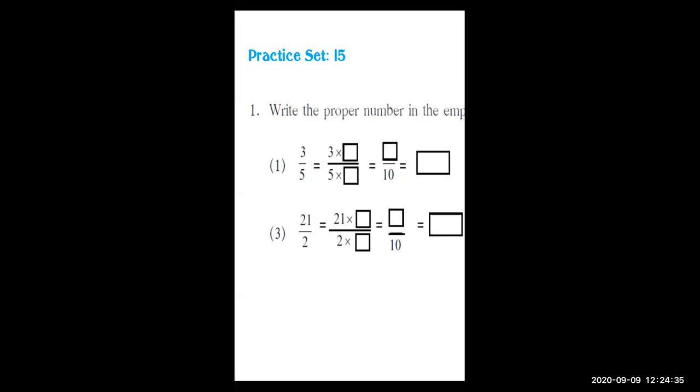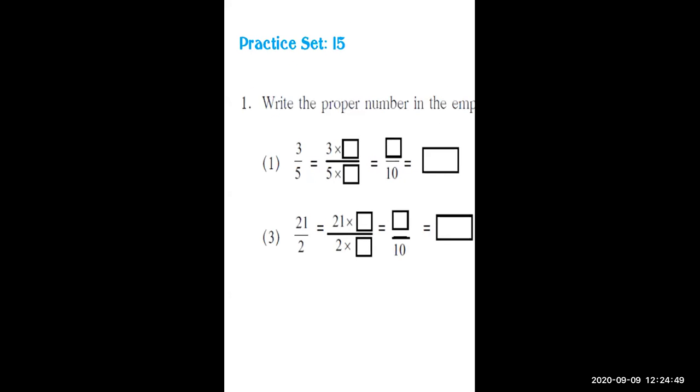For 3 which number and for 5 which number? Whatever number we are multiplying up, the same number should be multiplied by down. Very good. Everyone has given the answer 2. Now that means 3 should be multiplied by 2 and 5 should also multiply by 2.